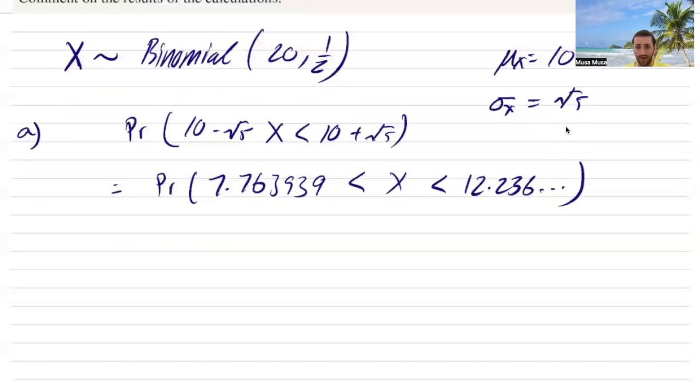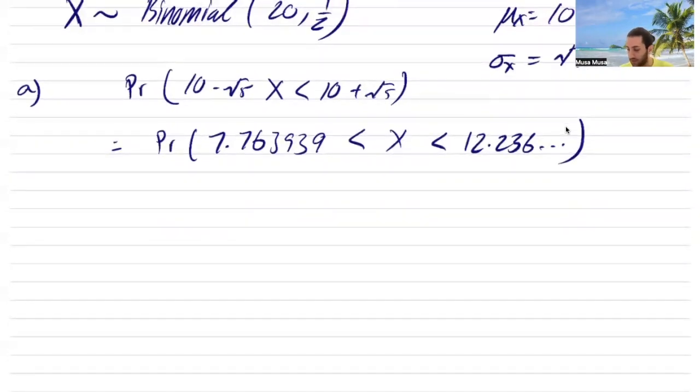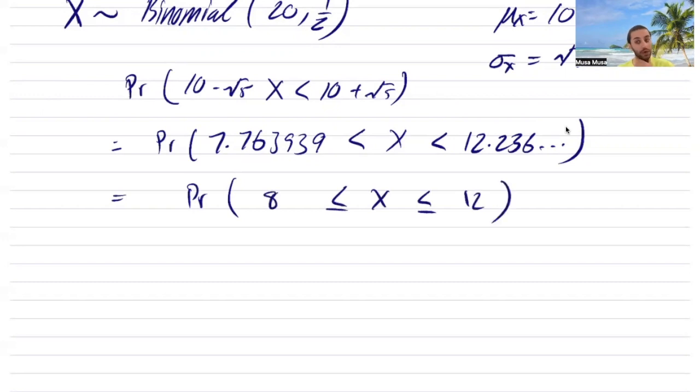Alrighty, well, if X has to lie between these two values, for both parts, that just means that we want the probability that X is between 8 and 12, inclusive. Why am I doing 'or equals'? Because if it has to be more than 7.76, it can be 8. If it has to be less than 12.236, it can be 12. So no continuity correction just yet. This is purely just normal binomial distribution.